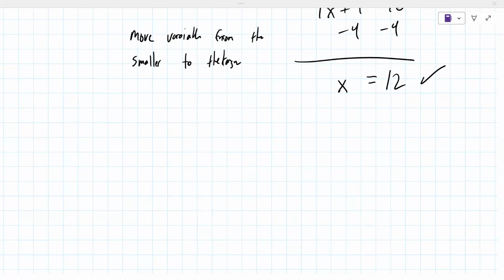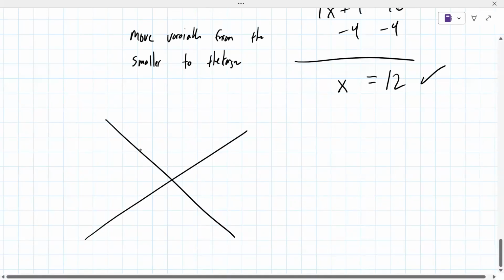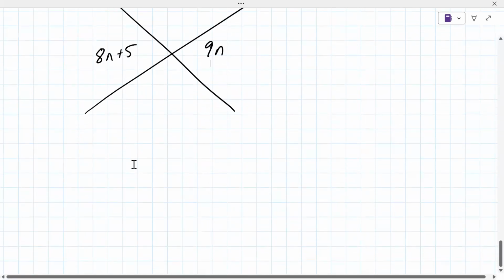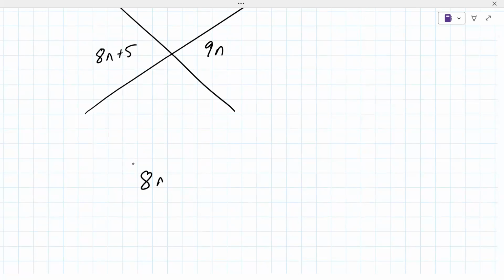Okay. All right, let's look at another problem here. We're almost out of time, so we're not going to get a ton done. Another set here: 8n plus 5 equals 9n. These are vertical angles, and we know that vertical angles are congruent. So we're going to set 8n plus 5 equal to 9n because vertical angles are congruent.